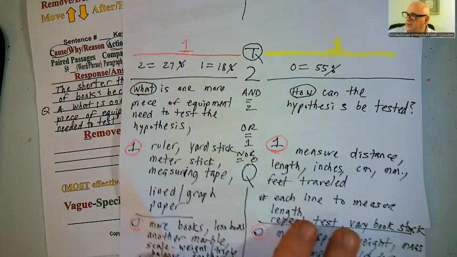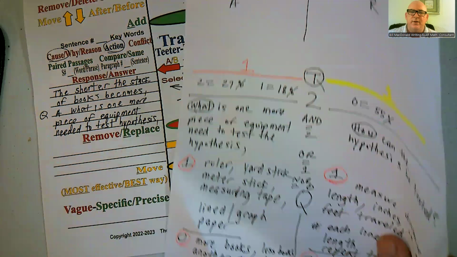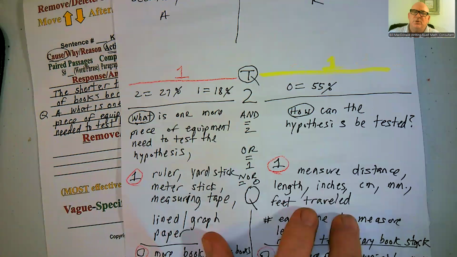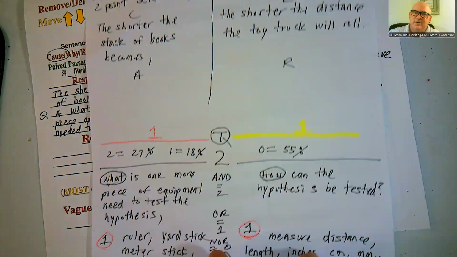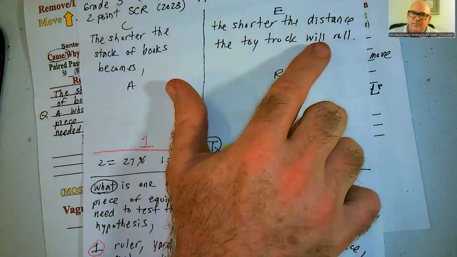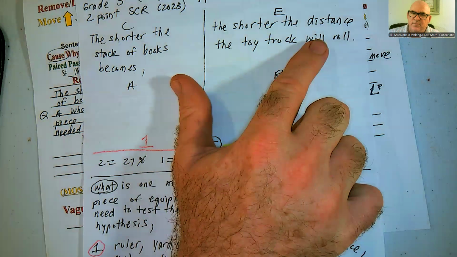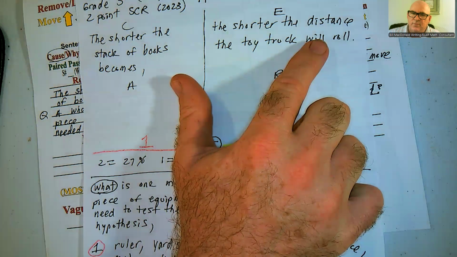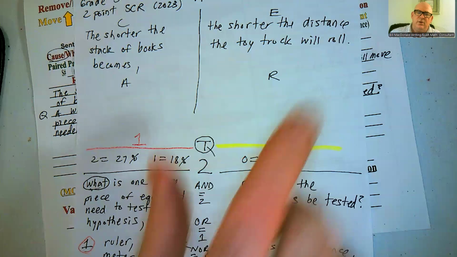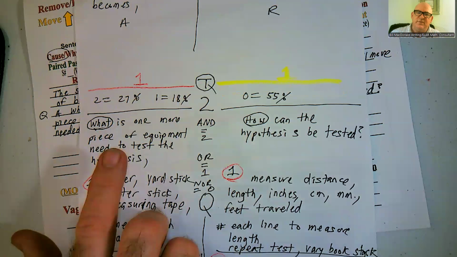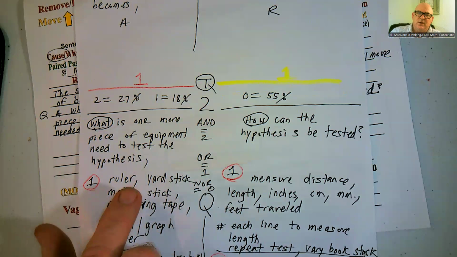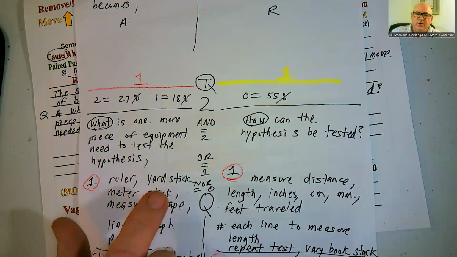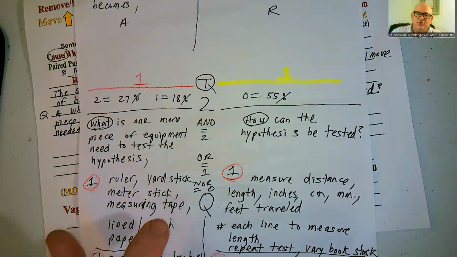All right. So your students, in order to get a point, because we're trying to measure distance, that's very important, then for part one, the piece of equipment that was needed was a ruler, a yardstick, a meter stick, or measuring tape.